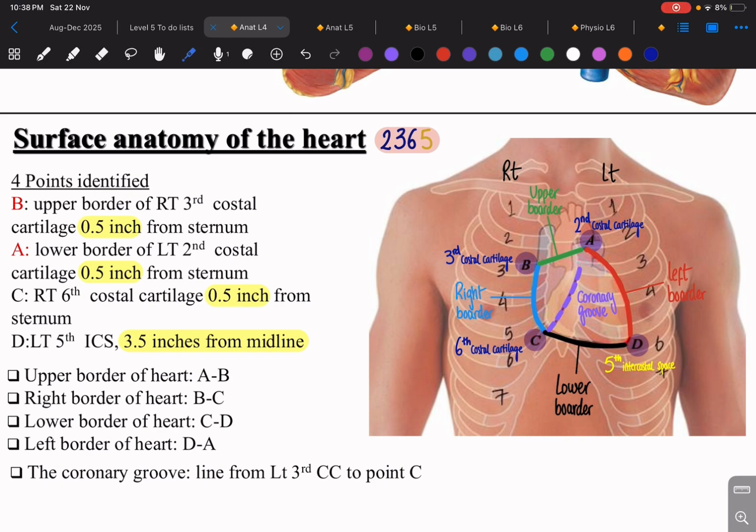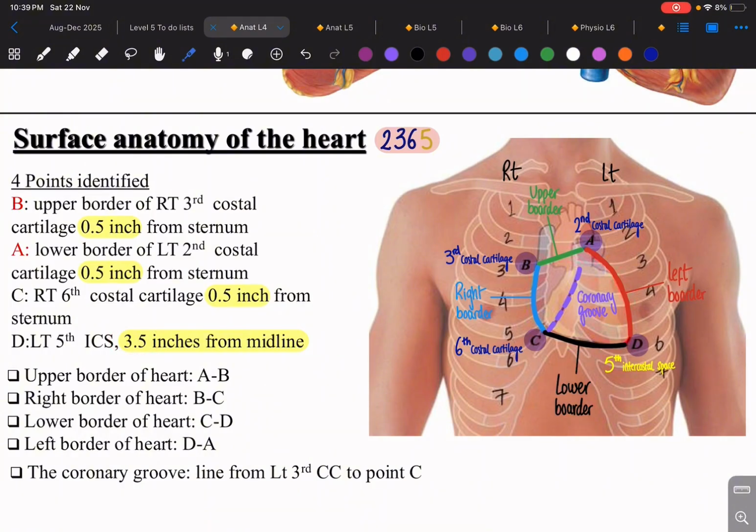One more point that's not drawn here, or that I didn't mention in this drawing, is the distance between the point and the sternum. For example, point A, point B, and point C, all of them are 0.5 inches from the sternum. But we said D is the different one, right? We said it's in the fifth intercostal space. It's not even in the cartilage. So this one has a different distance, which is 3.5 inches from the midline. I'm not sure if the doctor will ask about the numbers, but you can just know it. It's not very difficult. 0.5 for A, B, and C, and then for D it's 3.5.